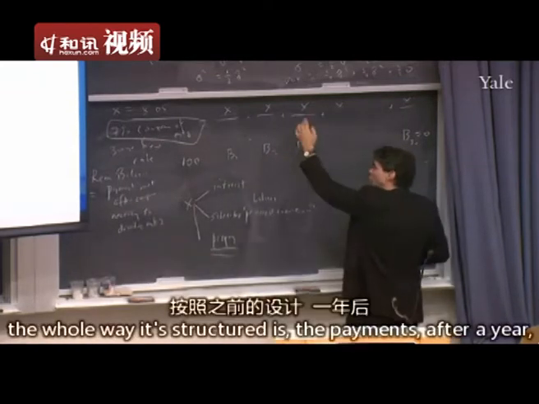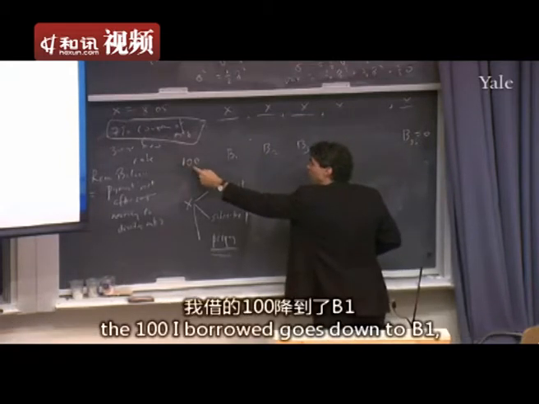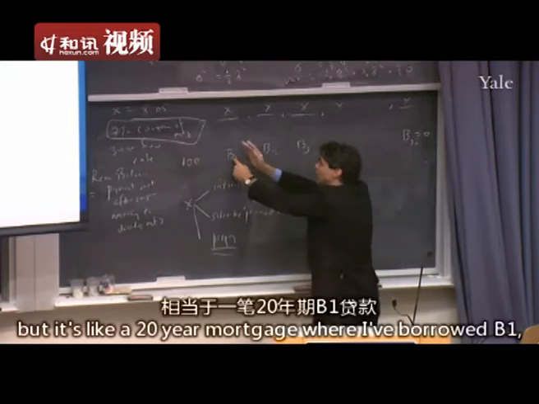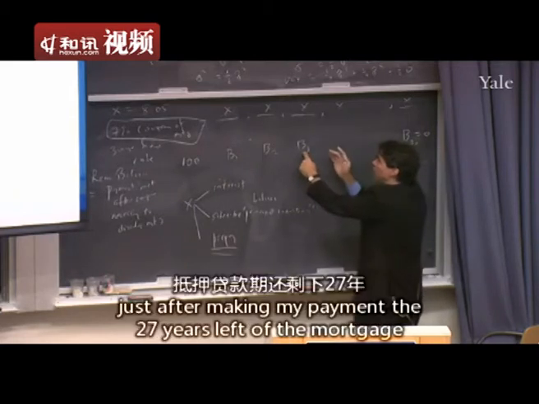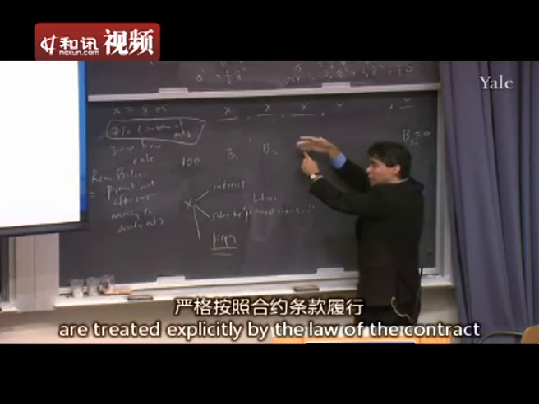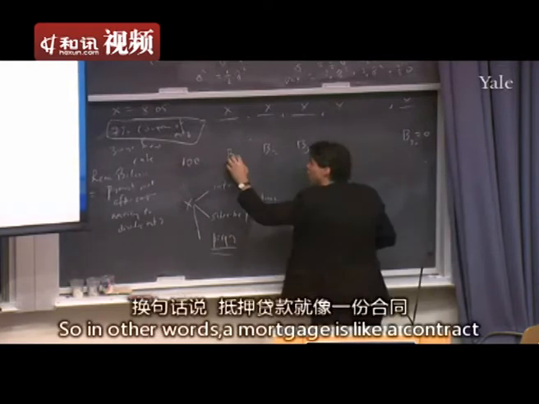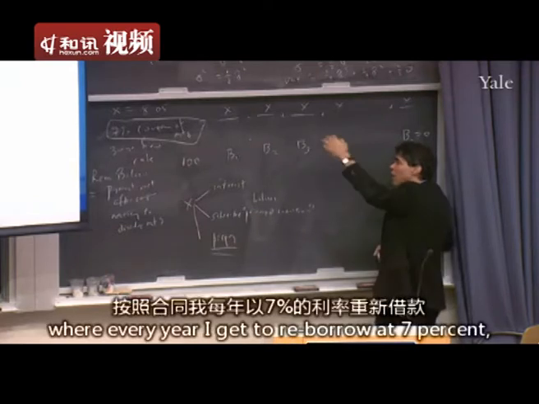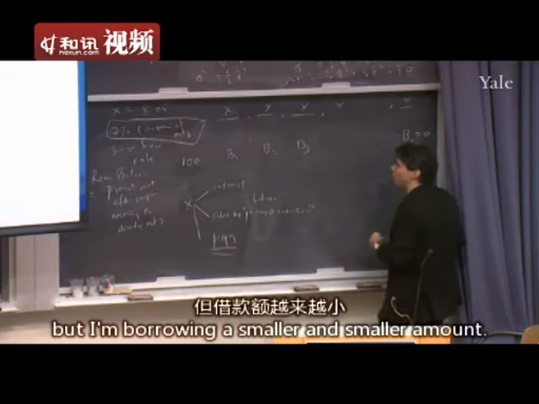Because this remaining balance, remember the whole way it's structured is, after a year, the 100 I borrowed goes down to B1. But it's like a 20-year mortgage where I've borrowed B1. Again, it's 7% interest. After the third year, just after making my payment, the 27 years left of the mortgage are treated explicitly by the law of the contract as if I borrowed B3 at 7% interest. So in other words, a mortgage is like a contract where every year I get to reborrow at 7%, but I'm borrowing a smaller and smaller amount.